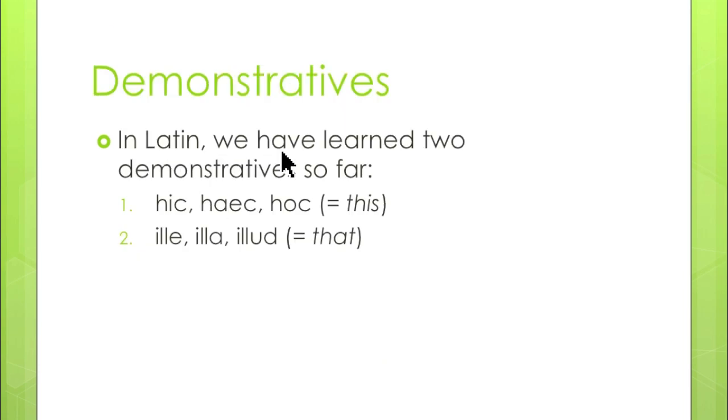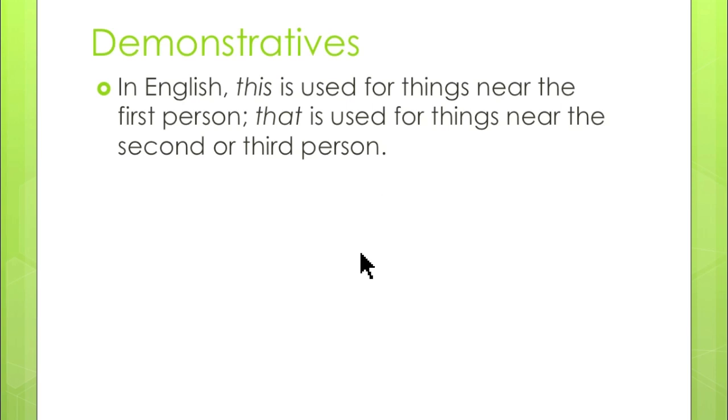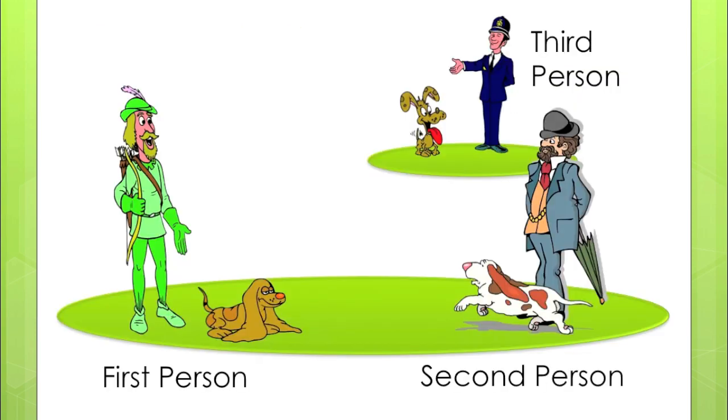In Latin, we have learned 2 demonstratives so far: haec, haec, hoc, which equals this, and ille, illa, illud, which equals that. In English, this is used for things near the first person. That is used for things near the second or third person. Let's see what we mean by that.